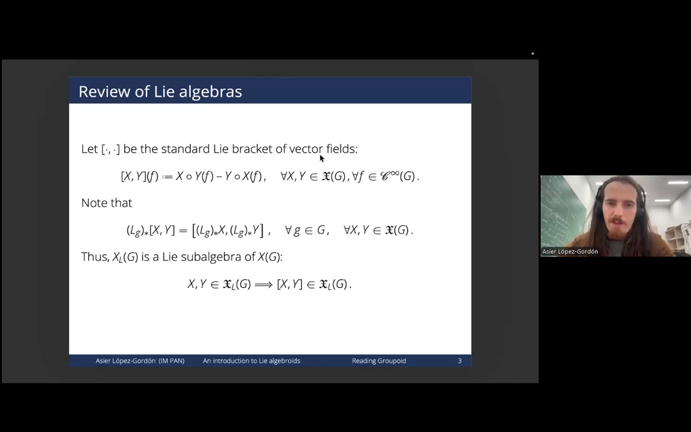So we have the standard Lie bracket of vector fields, which is just the commutator of the vector fields as differential operators. And by essential properties of push forwards and Lie brackets, we have this property. We can see that left invariant vector fields are a subalgebra of the set of all vector fields, meaning that the Lie bracket of two left invariant vector fields is again a left invariant vector field.